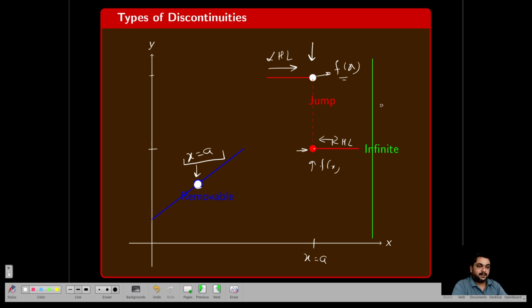Then the third one is the vertical asymptote, that is infinite. This green line you are seeing is for some functions where y equals infinity or minus infinity. This is, for example, plus infinity. So for x equal to a, y is infinite. So this is also called a vertical asymptote. Okay, this is an infinite kind of discontinuity. Hope you got it.